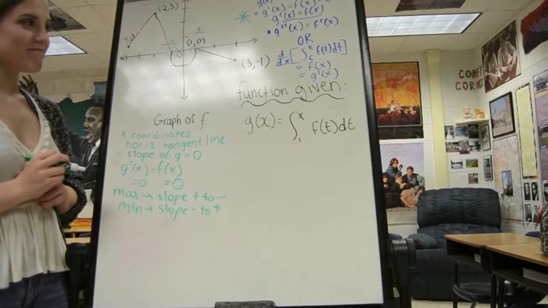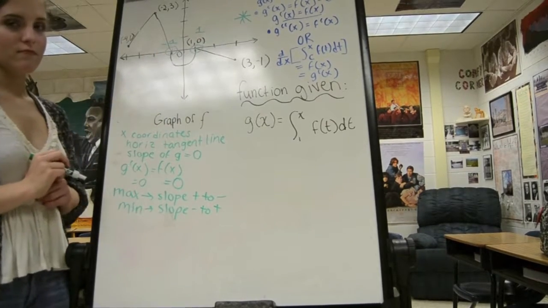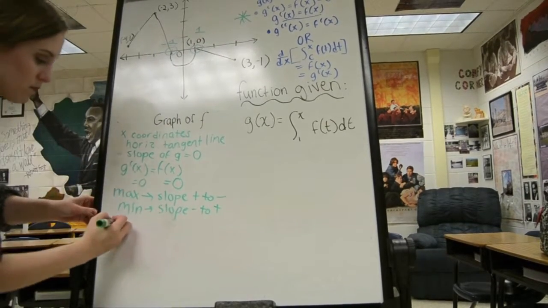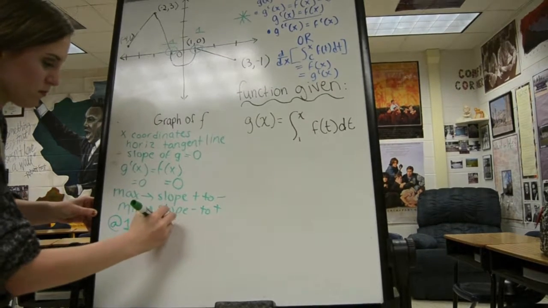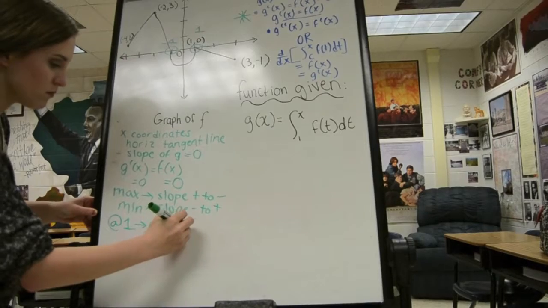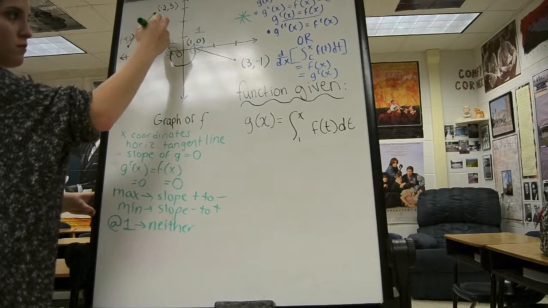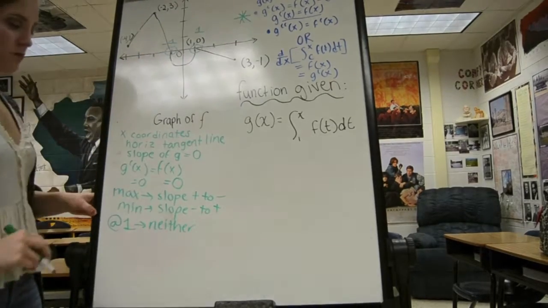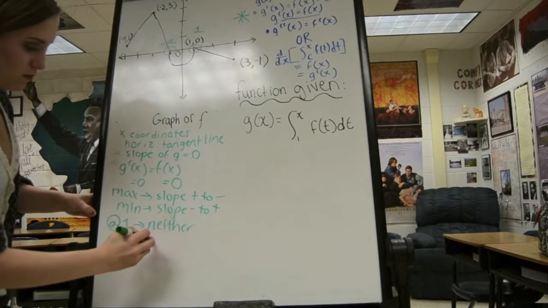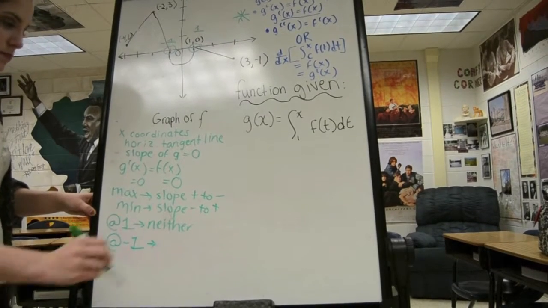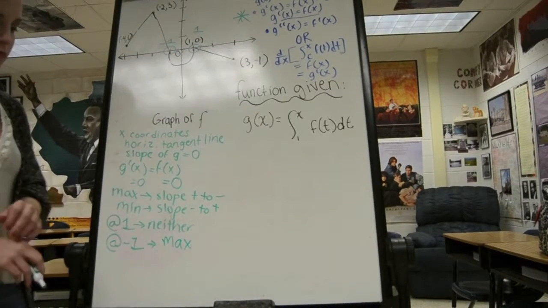Let's take a look at x equals 1. At this point, the graph does not cross the x-axis, and f of x does not change sign. This means that neither a max or a min occurs at this point, so it would be neither. At x equals -1, the graph goes from above the x-axis to below the x-axis, and the sign changes from positive to negative. Since the graph changes from positive to negative, a maximum occurs.